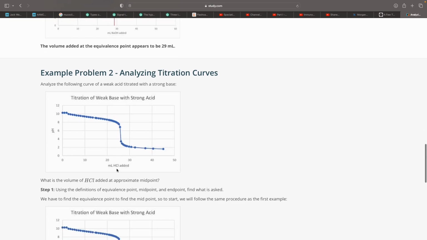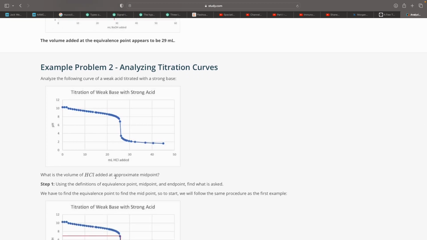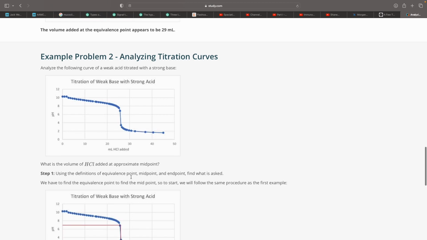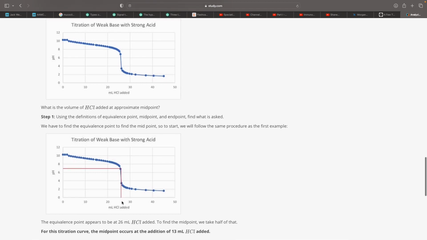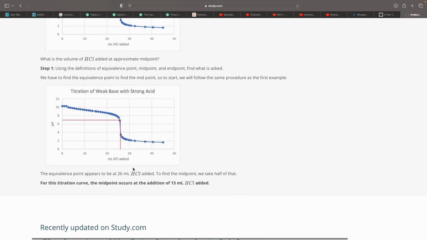Now analyze the following curve. What is the volume of HCl added at the approximate midpoint? Now we want the midpoint. We have to find the equivalence point to find the midpoint. So we find the pH 7, it's 26. The equivalence point appears to be 26 milliliters HCl added. To find the midpoint, you just divide it by half, which makes it 13 milliliters. This is the buffer region or midpoint.